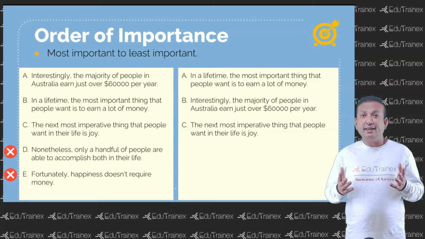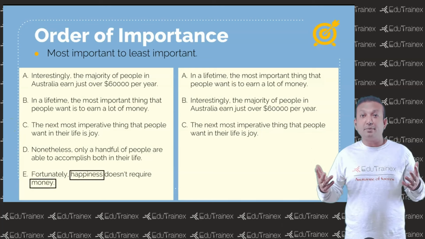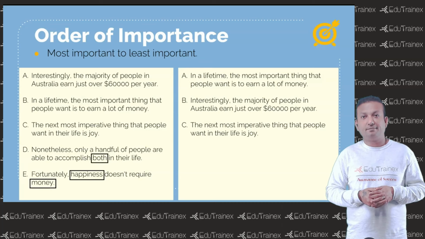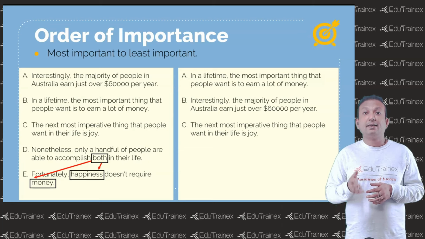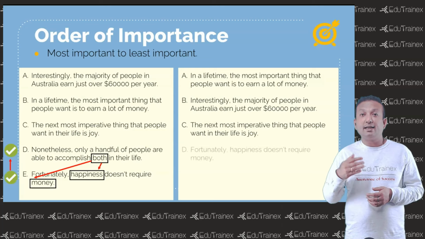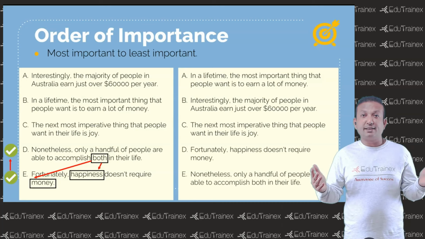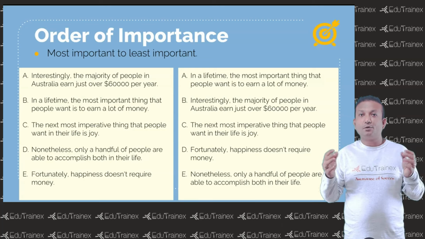Now between option D and E, read them first. Option E says, fortunately, happiness doesn't require money. And D says, nonetheless, only a handful accomplish both. So both here is a pronoun that refers to money and happiness, discussed in option E. So this makes E our fourth sentence and D the last one. Also, option D definitely sounds like a conclusive sentence. Feeling more confident now? Using clues like transition words and pronouns in the paragraphs, you can see how you can quickly solve those questions.